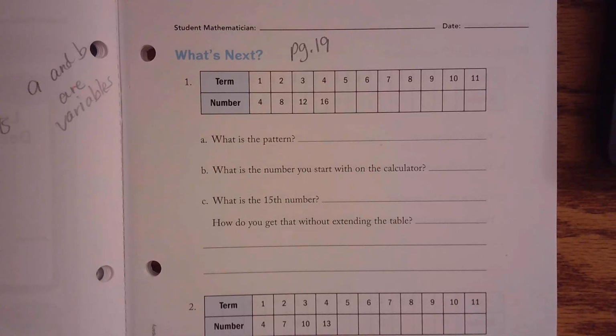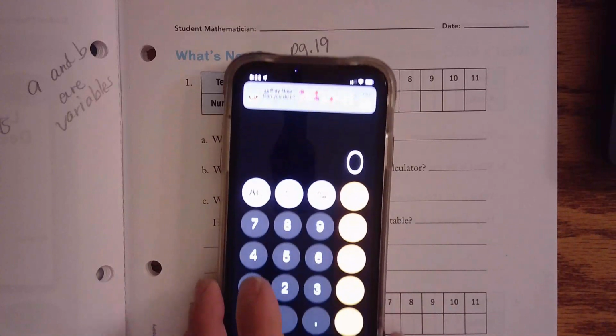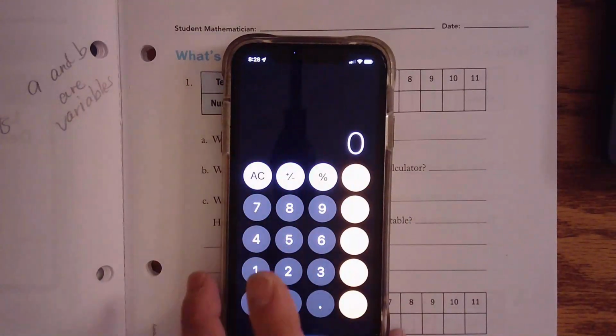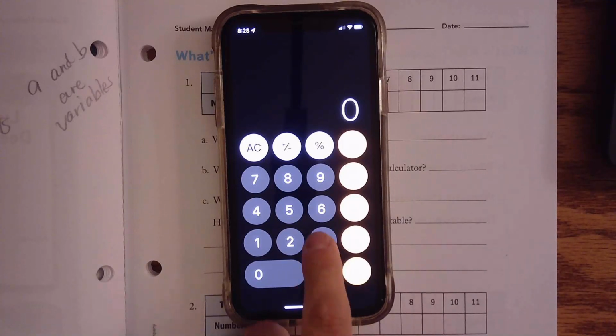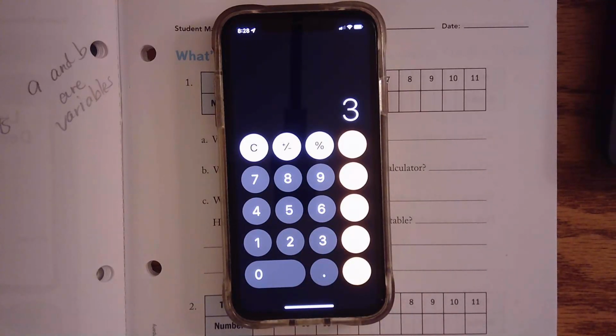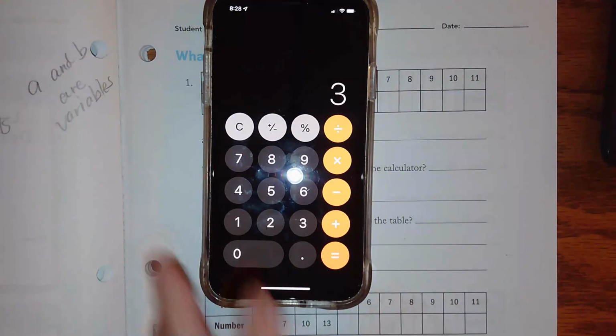Well, I have something very exciting to share with you, and that is that I found out that my calculator actually has a magical ability. So I'm going to show you my calculator here, which is on my phone. This could be any calculator that you have at all. But let's say that I'm starting off with the number 3, and I want to either add, subtract, multiply, or divide. In doing that, my pattern is going to be repeating itself simply by me pushing the equal sign.